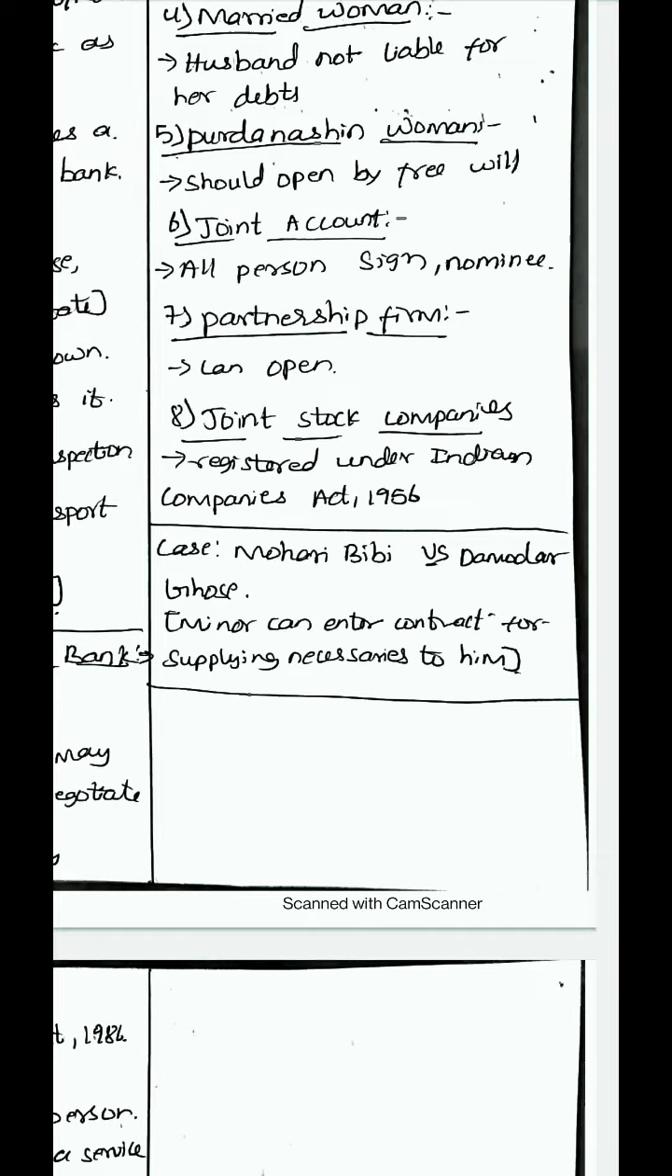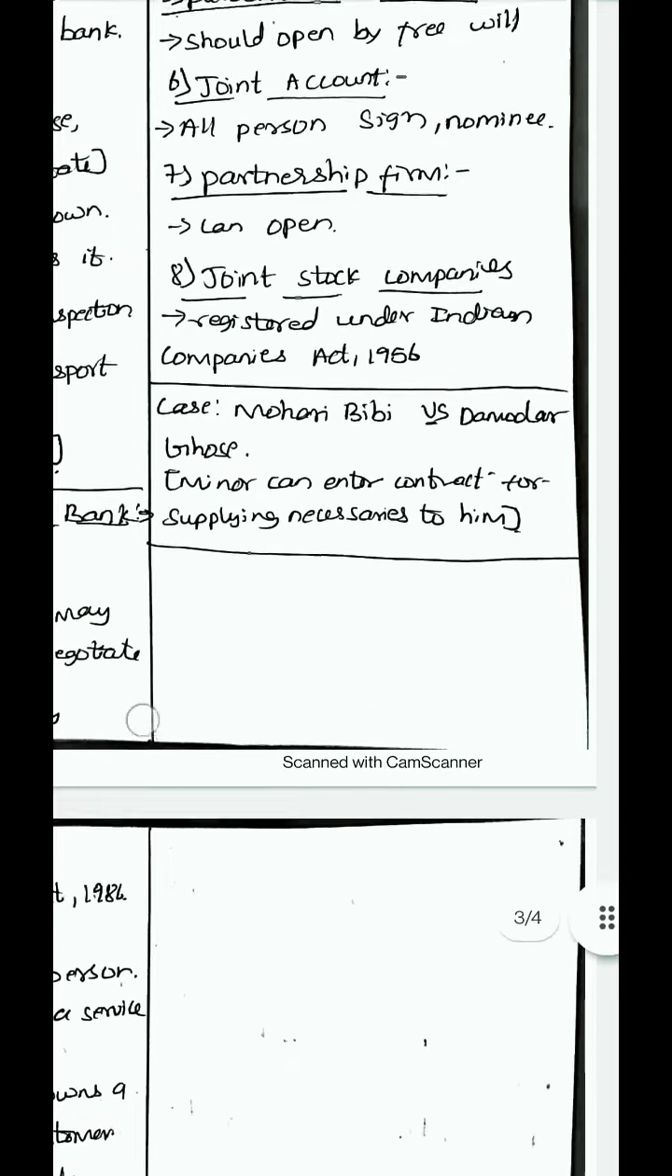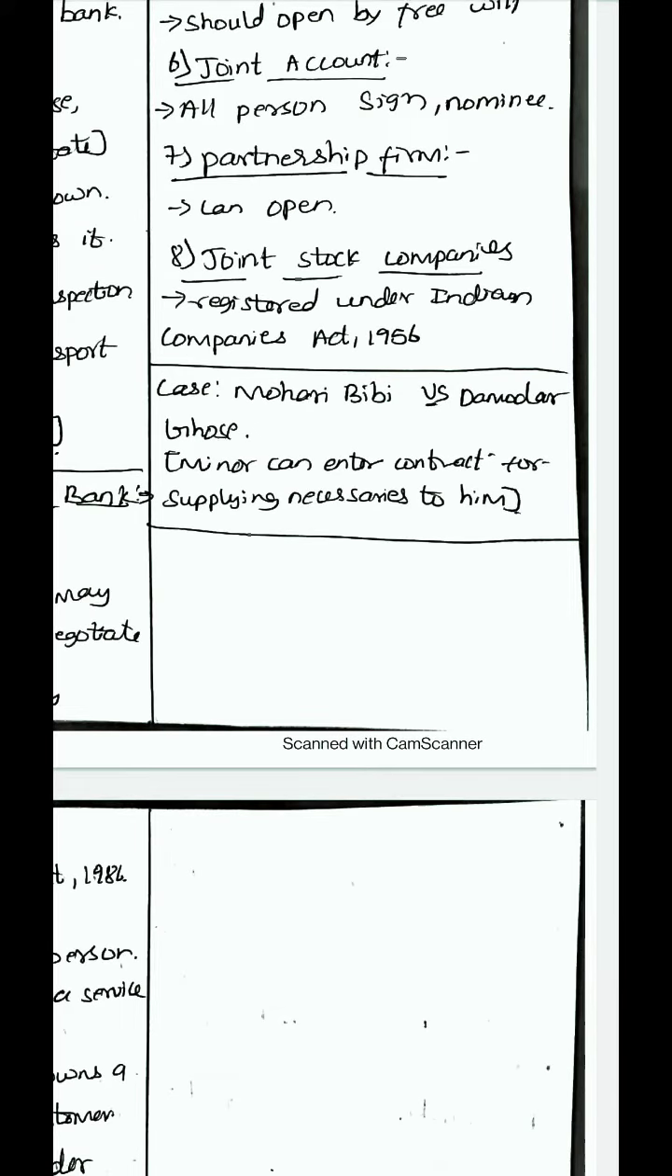Then a joint account: all persons sign and they can assign a nominee. In a joint account, signatures of all the persons should be taken, and they can even appoint a nominee in whose name the account will go and the payment will be made. Then a partnership firm: a partnership firm can open a bank account. Then joint stock companies: the company should be registered under the Indian Companies Act 1956, and then it can open a bank account. In the case of Mohari Bibi versus Damodar Ghosh, it was held that a minor can enter into a contract for supplying necessaries to him.